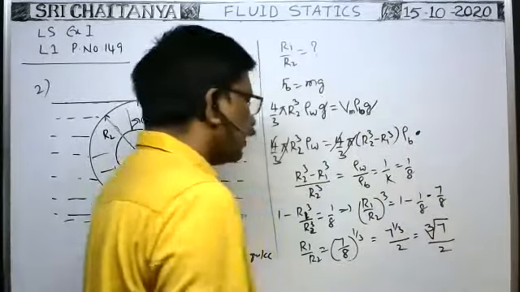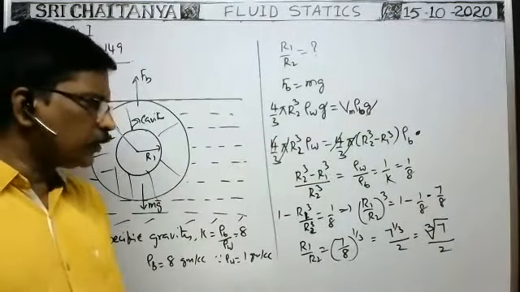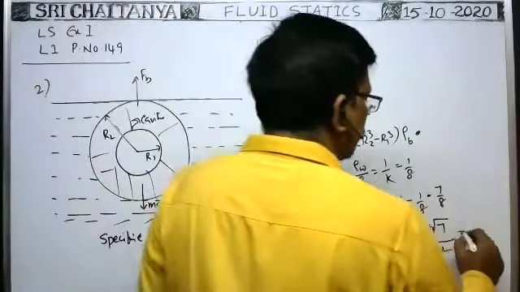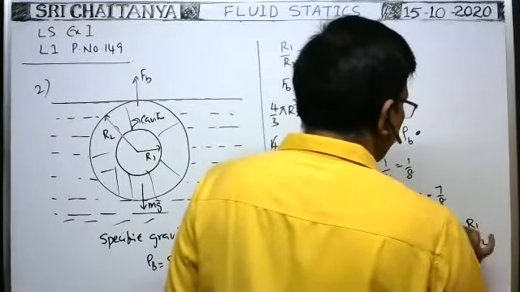I think this is the answer. R1 by R2 is equal to cube root of 7 by 2. That is the answer. This is equal to R1 by R2. In this way, you have to do.